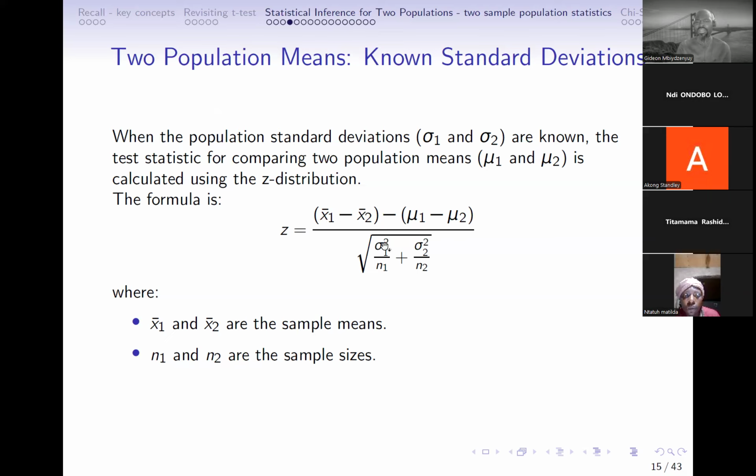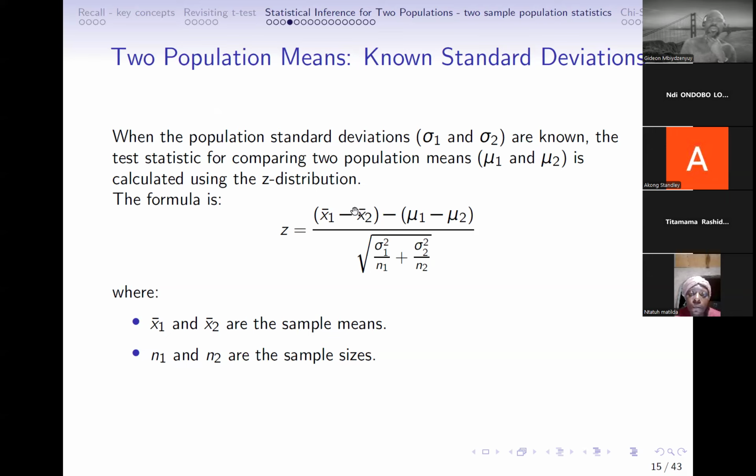And then the square root of the variance of population 1 (when you square the standard deviation, you have the variance) divided by n1, the number of samples in population 1, plus the variance in population 2 divided by n2, the number of samples in population 2. Sum all of that and take the square root. And then you have your Z statistic for two populations.